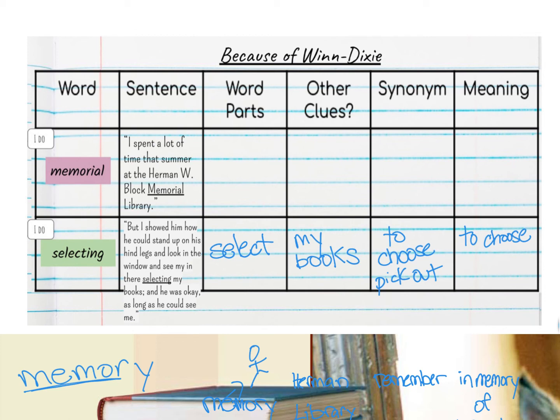So now I'm going to plug it into the original sentence. But I showed him how he could stand up on his hind legs and look in the window and see me in there choosing my books. It makes sense. So the definition or the meaning of the word selecting is to choose or choosing.